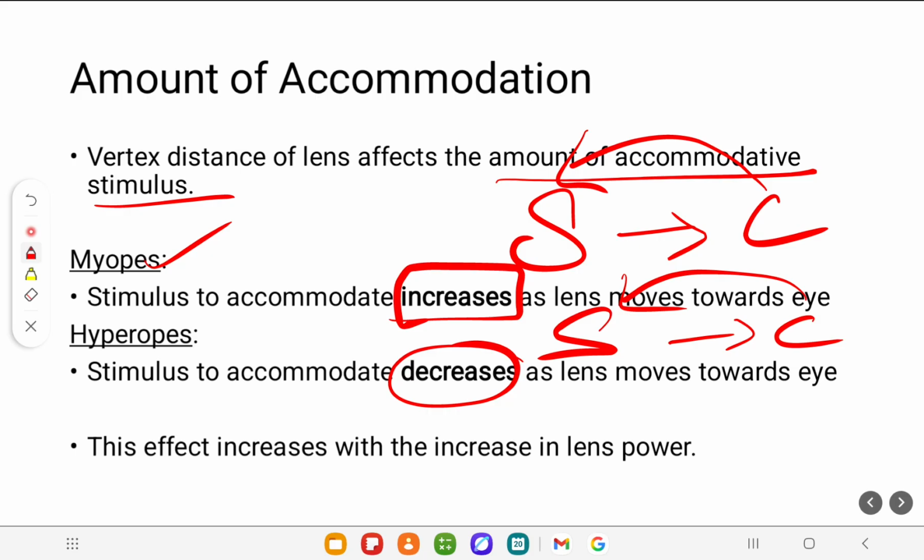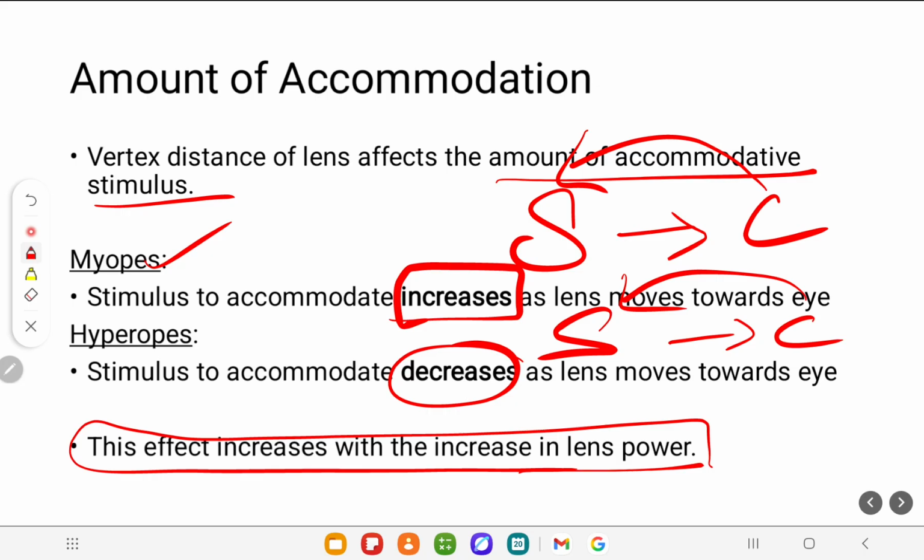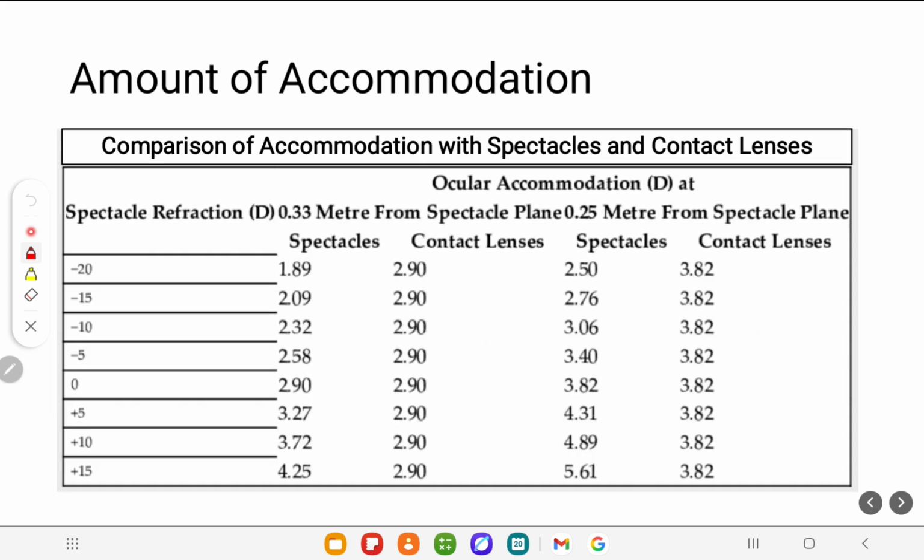It's very important. This effect increases with the increasing lens power. Its effect is very small when the patient has 1 diopter of hyperopia or myopia. Its effect is very high when the patient has +10 diopter hyperopia. It's very important. Okay. So see, in this case, if contact lens and spectacle are the same, this is the case.